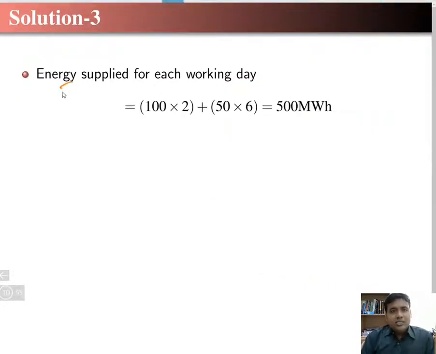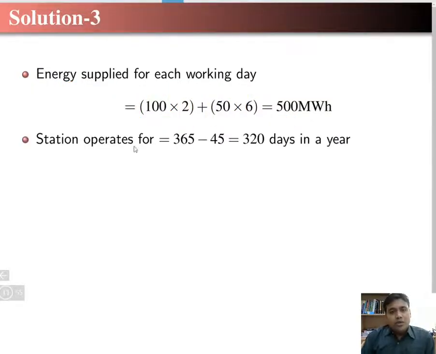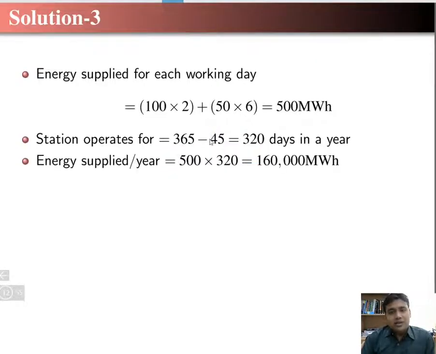So the energy that is supplied is basically the average load multiplied with the hours. Here you have been given 2 hours and 100 megawatt, and for 6 hours the power is 50 megawatt. So can you multiply that and find out? So this is 500 megawatt hour. But the station operates only for 320 days because for 45 days the plant is in shutdown condition.